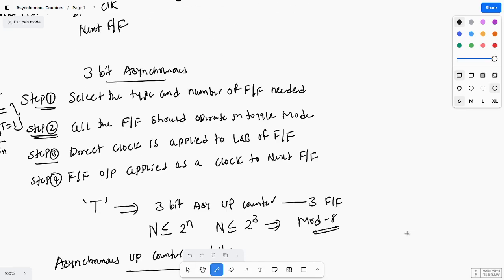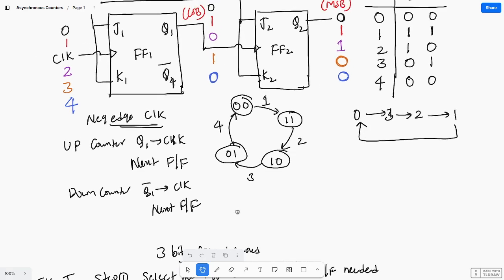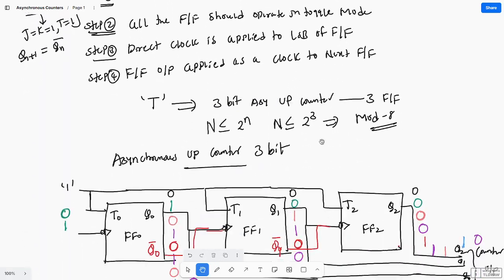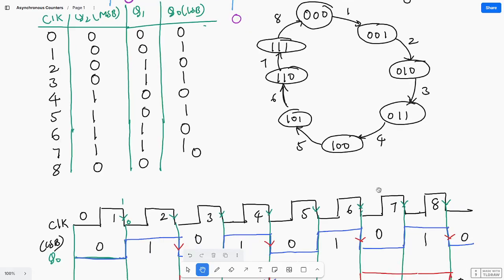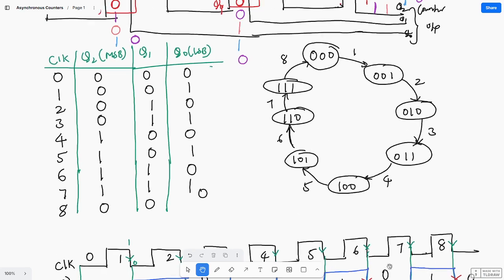Yesterday I explained the 2-bit asynchronous counter. You can understand the 3-bit asynchronous counter easily. I explained the operation of the 2-bit asynchronous counter yesterday, both the up counter and the down counter. And here, this is the 3-bit up counter.